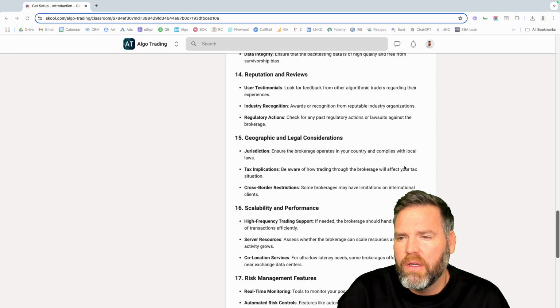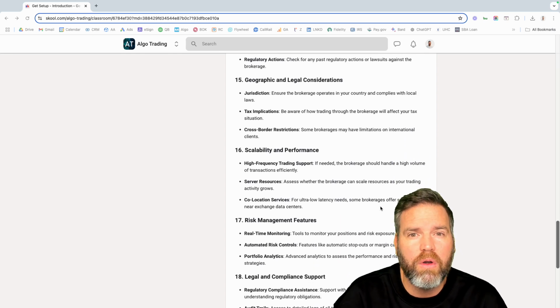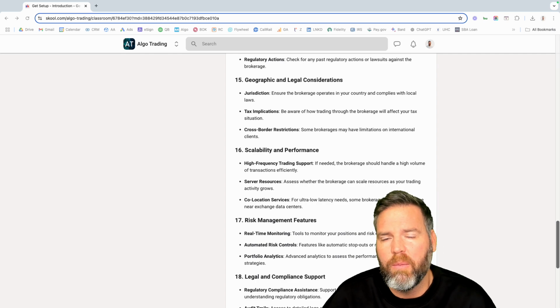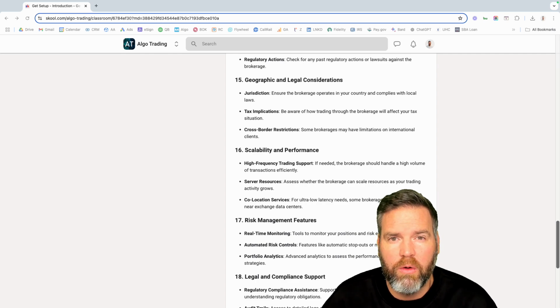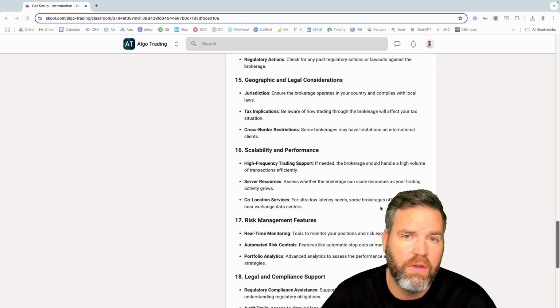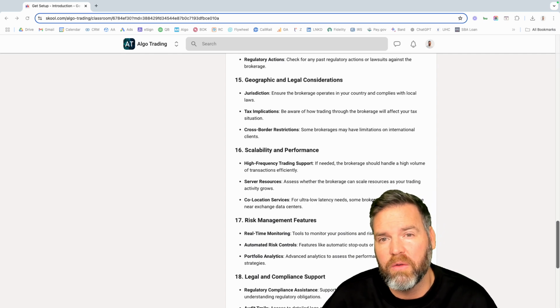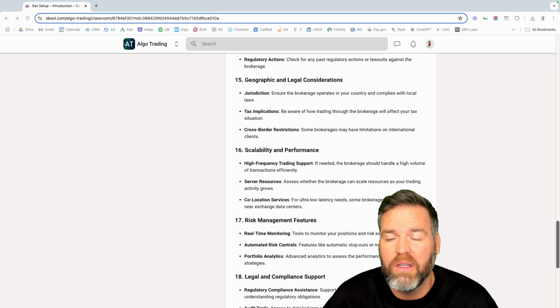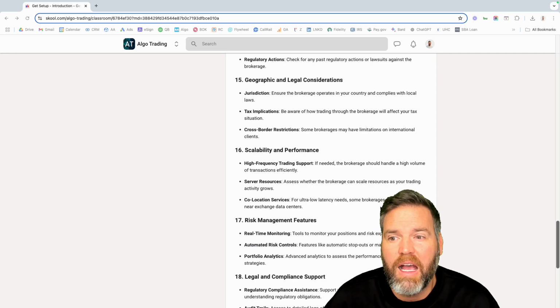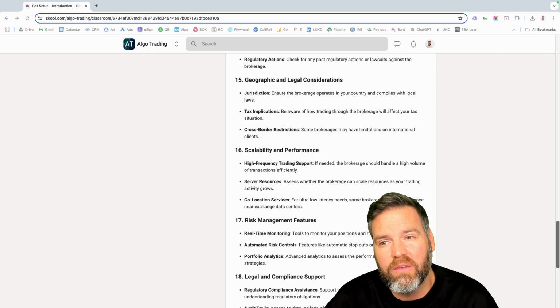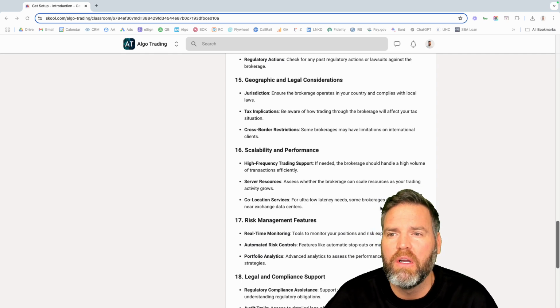Geography and legal considerations: definitely have interest from all over the world in algorithmic trading. Some brokerages will only service some countries. Some brokerages in the U.S. will service many other countries outside the U.S. Some they won't. So you just need to be aware of the jurisdiction, tax compliance, and any restrictions that the brokerage has based on your geographic location, and then also any, again, legal considerations or tax implications.